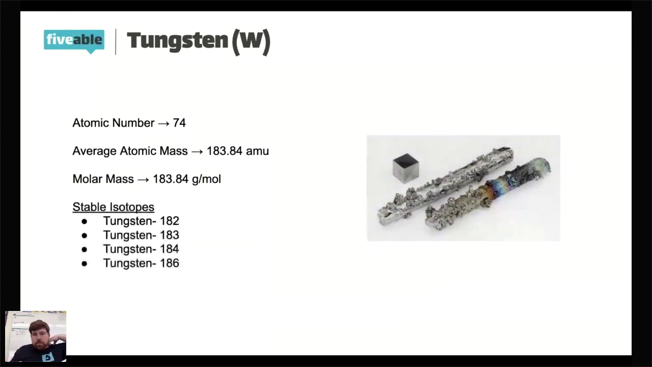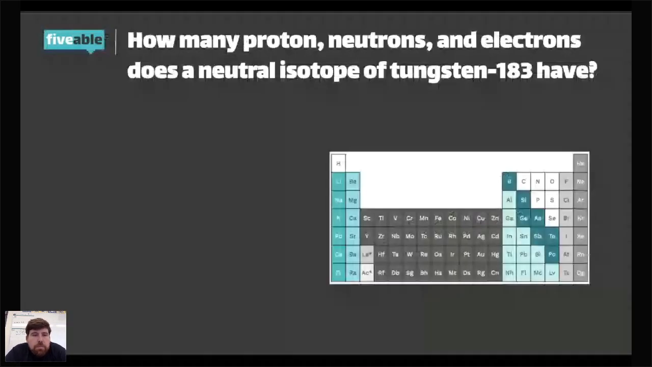Some stable isotopes of tungsten are 182, 183, 184, and 186. 185 is not stable. None of these things are stuff that you have to memorize. They will either be on your periodic table, which hopefully you all have sitting right next to you, or it'll be information given to you on the test. So for example, let's check out this next question here. How many protons, neutrons, and electrons does a neutral isotope of tungsten 183 have?